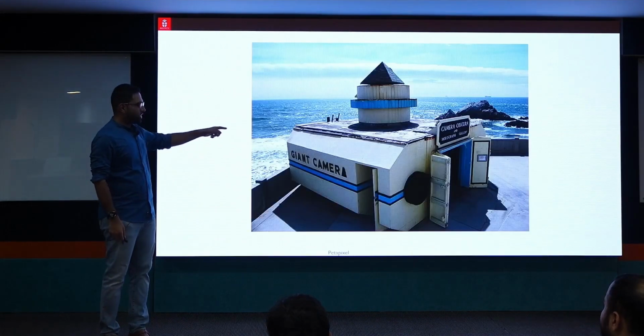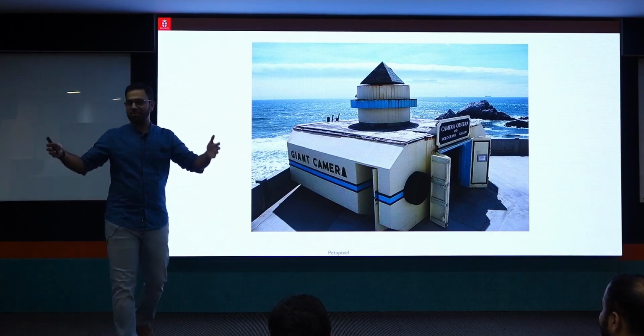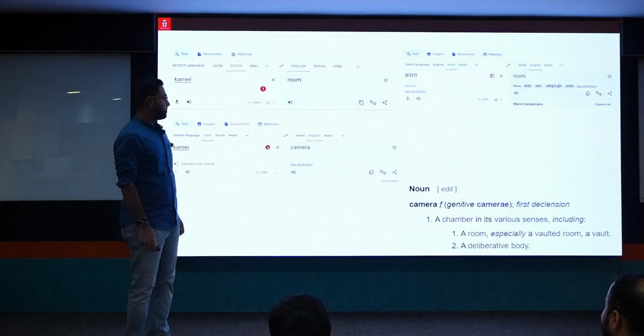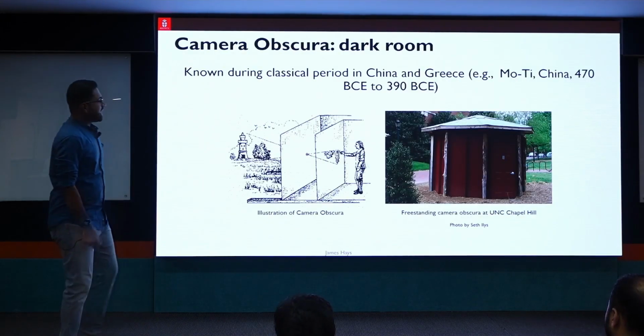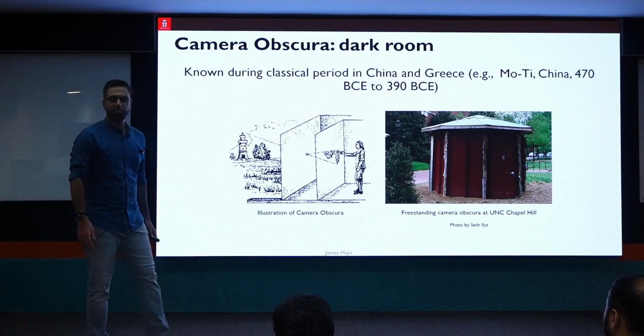And cameras actually started off like this, right? They were big rooms. They were literally rooms, right? That's why they're called cameras. So some of the first cameras look like this, right? They were pinhole cameras. I think most of us know what pinhole cameras are.